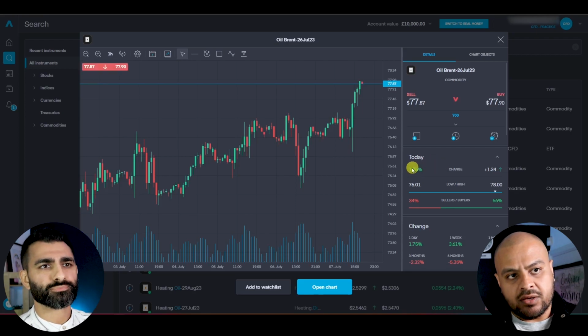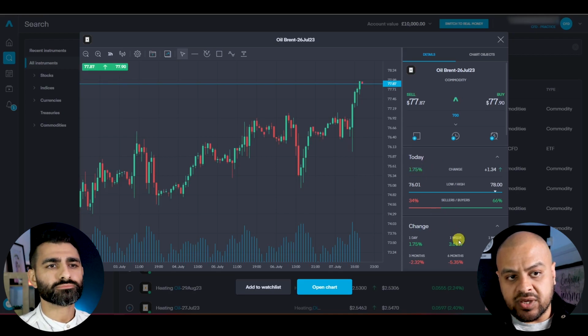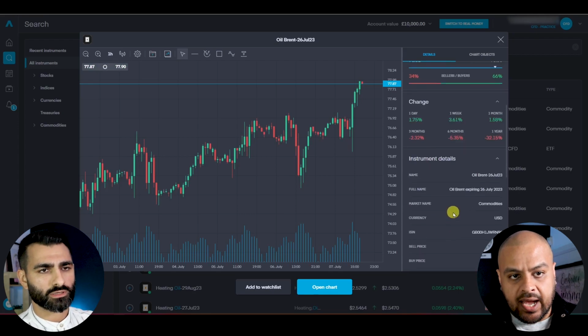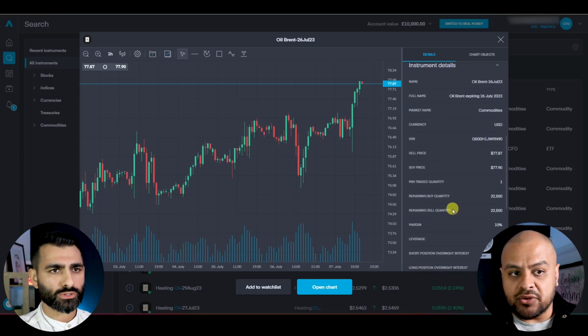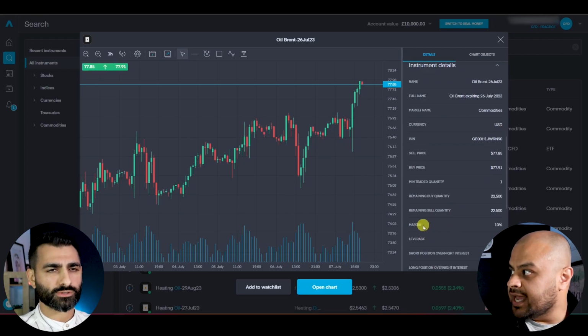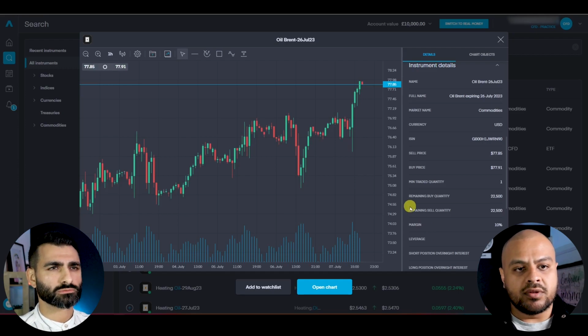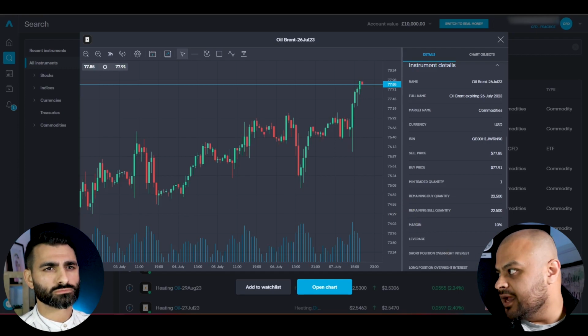So here, it's moved just today 1.72%, and in the week 3.6%. And with things that are very volatile, you get more leverage. Can you see that's 1 to 10? Whereas the Apple stock that we looked at was 1 to 5. So the bigger that second ratio is, the better it is.